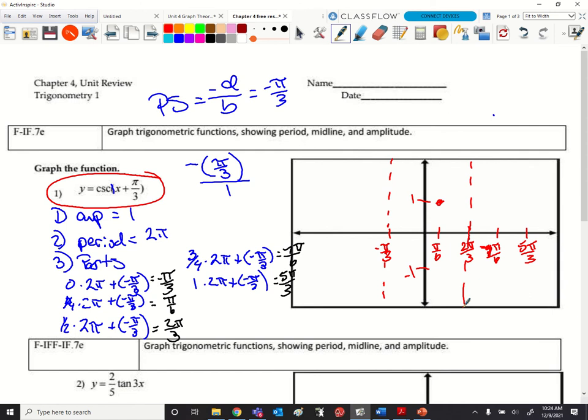Okay, so on this next one here, what do we get? Negative 1. What's that? 7 pi over 6, right? Okay, so my handwriting is horrible here.